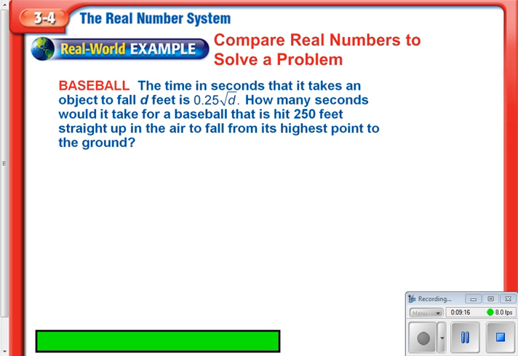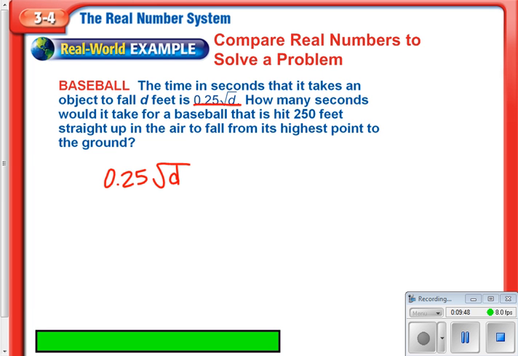Last problem here, it says baseball, the time in seconds that it takes an object to fall d feet is 0.25 square root d. How many seconds would it take for a baseball that is hit 250 feet straight up in the air to fall from its highest point to the ground? So we need to go ahead and use our equation here. The equation that we have is right there. We have 0.25 square root d. Actually, it's an expression.